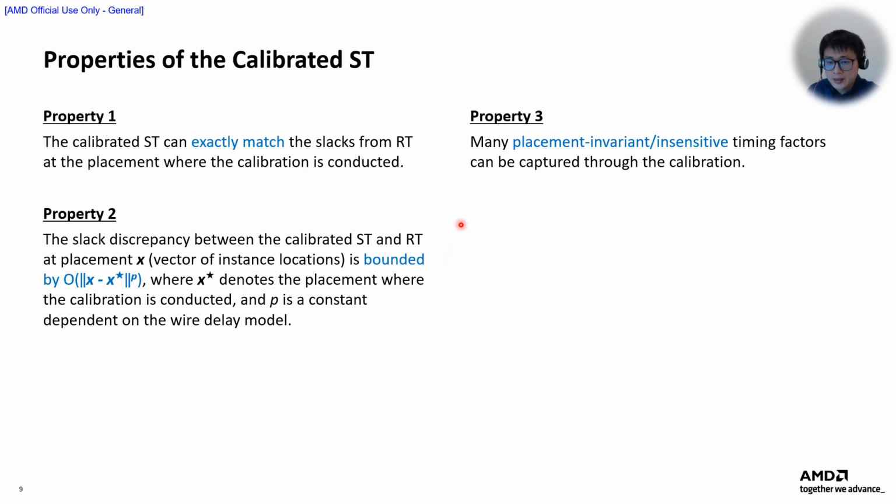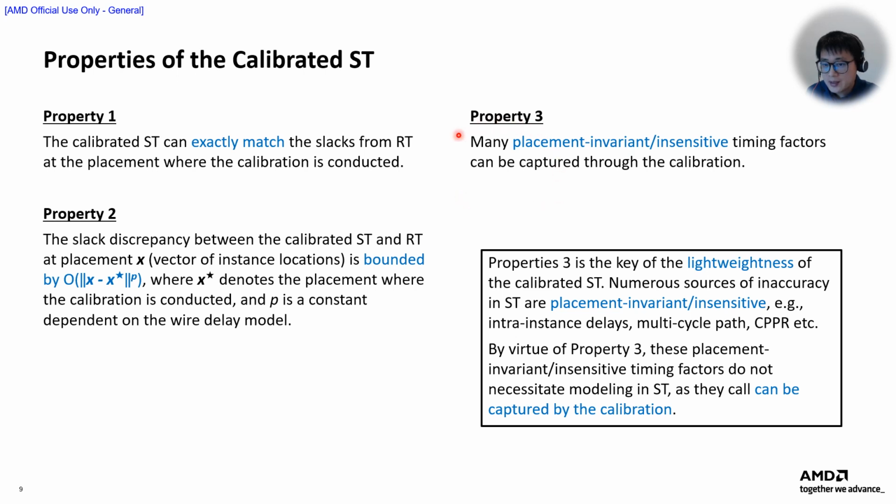And property 3 is that many placement invariant or insensitive timing factors can be captured through the calibration process. Actually, this property 3 is the key to the lightweightness of the calibrated simple timer, because there are many sources of inaccuracy in the simple timer that are placement invariant or insensitive. For example, intra-instance delays in GP, multi-cycle paths, and CPPR. By virtue of property 3, we don't even need to model these placement insensitive or invariant timing factors in the simple timer, as they can all be captured by the calibration process automatically.